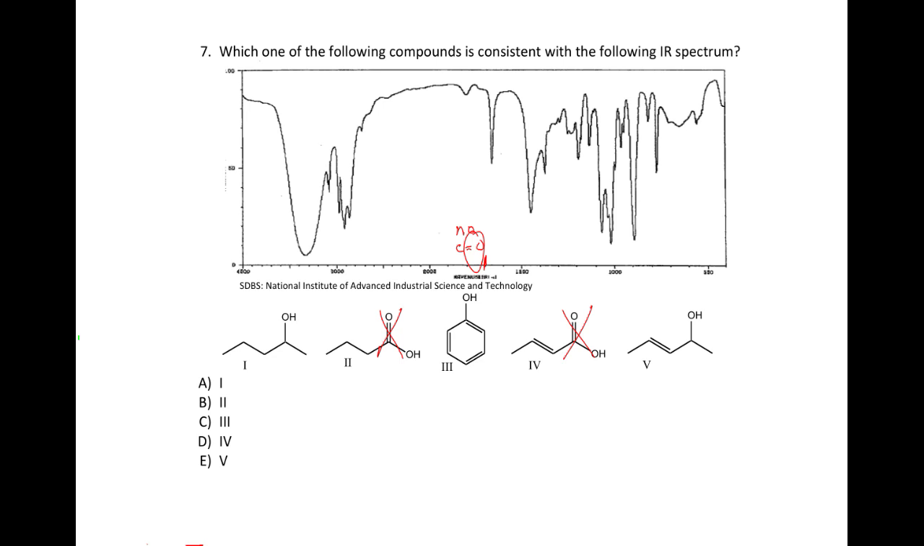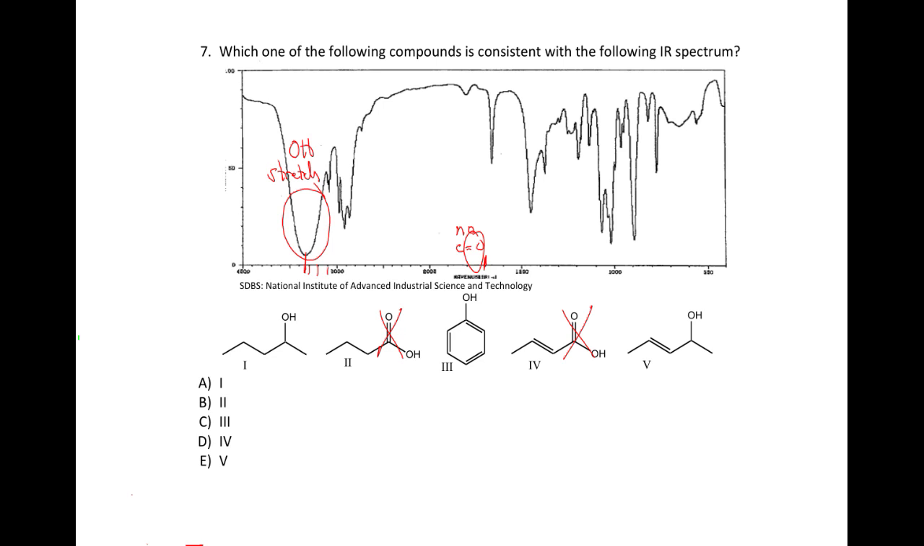But what I do see over here is a big broad stretch. This is 31, 32, 33. So this is around 3350. So this is my OH stretch, but this is an OH stretch from an alcohol. So I have an alcohol for sure.